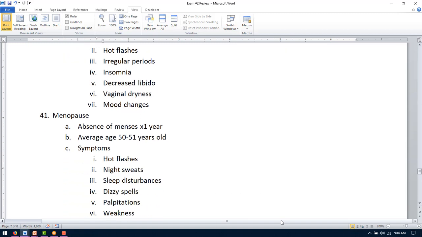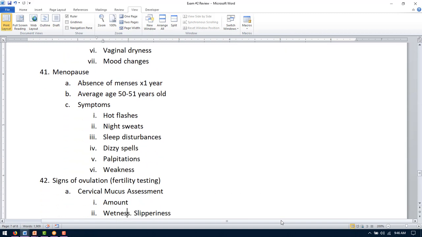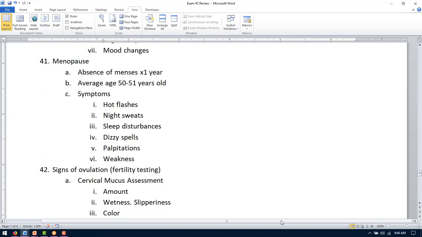And then once that menses has been gone for a year, it is now termed menopause. Generally, this is between late 40s to 50s. Symptoms are going to be hot flashes, night sweats, sleeping too much, sleeping too little, dizzy spells, palpitations, weaknesses.